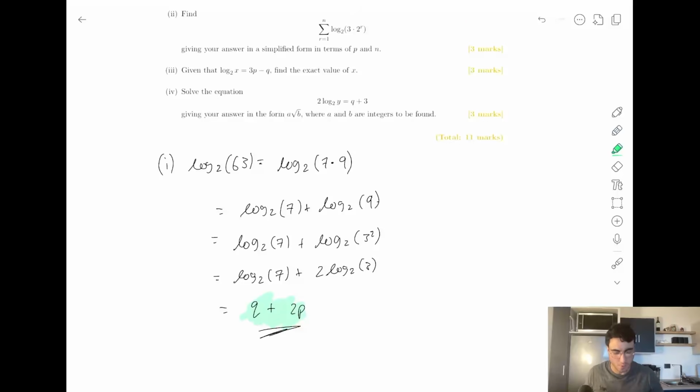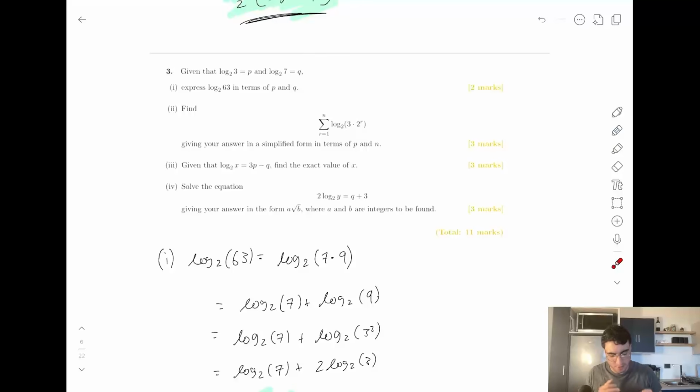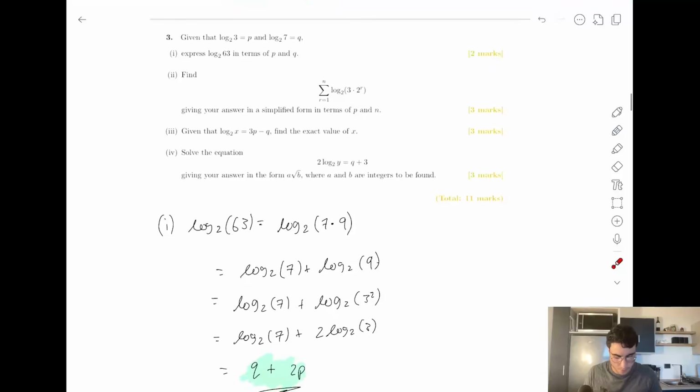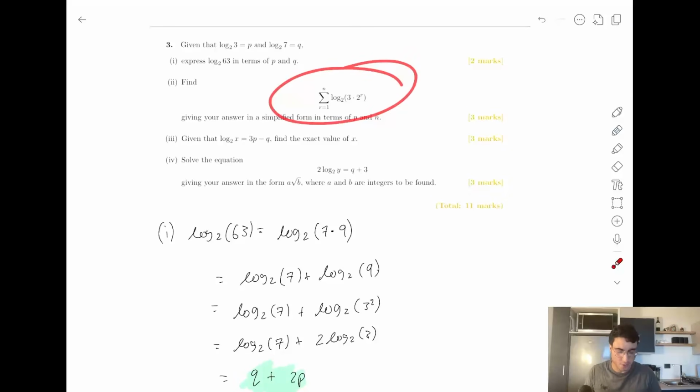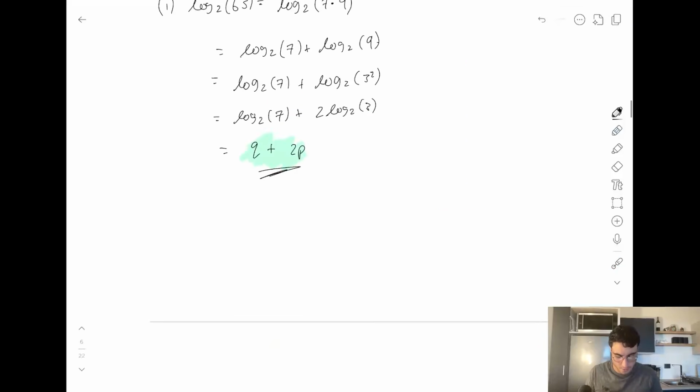Alright, guys, so this is a pretty fun one, for number ii. It says to find the sum of this log, giving your answer in a simplified form in terms of p and n. Now, this is a kind of format they do ask. So if you haven't already, make sure to check out Minute Per Mark, where you can train these types of harder questions under exam style conditions. For now, there's only one type of question like this, but it's good to train different types.